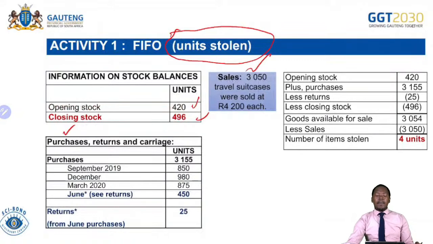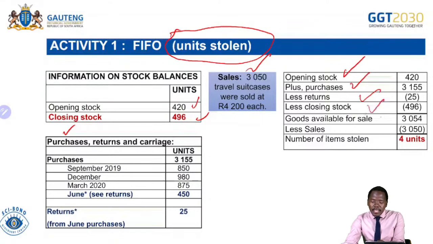Right, now, what should be my formula to calculate missing stock, grade 12s? Remember, it should be our opening stock. I add my purchases, I subtract my returns, I subtract my closing stock, then I will get goods available to be sold, and then I will subtract what I've sold, and then I will get units stolen to be 4. Just look at that, grade 12s. Opening stock plus purchases minus returns minus closing stock, and then I subtract my sales, the units sold, and then I will get the units stolen.